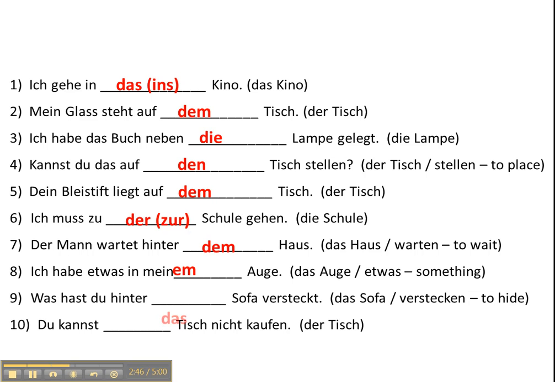Was hast du hinter das Sofa versteckt? You could also probably make a contraction out of this and say was hast du hinters Sofa versteckt? Du kannst den Tisch nicht kaufen. In diesem Fall, in this case, there is no preposition, so it's just the direct object, which is accusative, so der ist den.